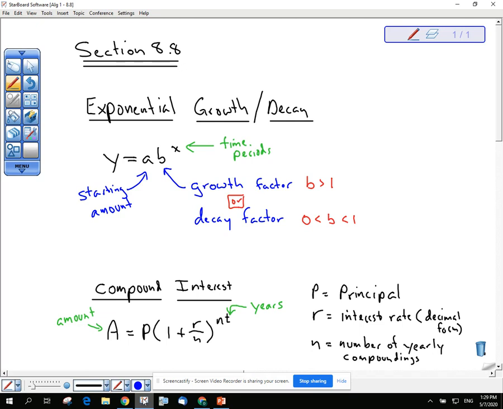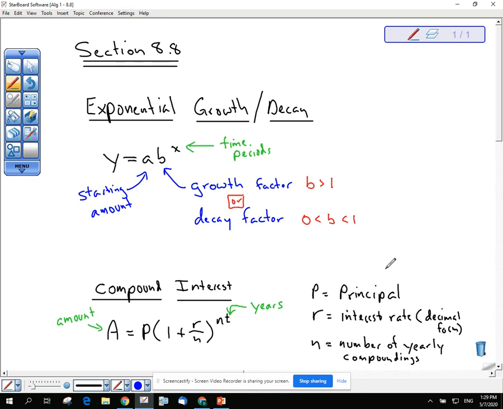A is the starting amount. B is what we call the growth factor. If B is greater than 1, it is a growth factor. It is the decay factor if B is between 0 and 1. That's what this inequality says, that it's greater than 0 and less than 1.